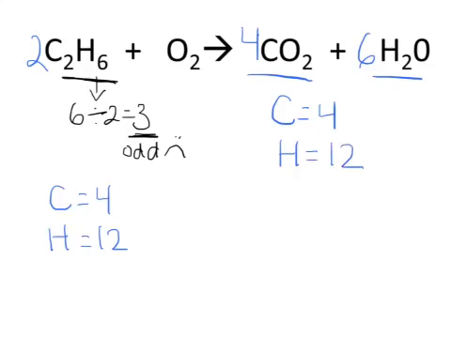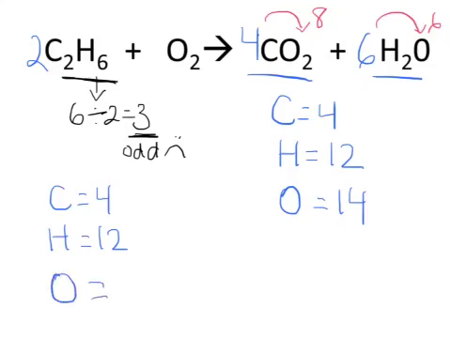Then we can take a look at how many oxygens are on our right side. So we have 8 plus 6 gives us 14. And then finally, to balance the number of oxygens on our left side, we can multiply our oxygen by 7. Now our reaction is balanced.